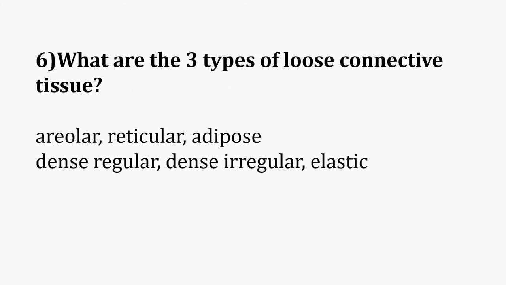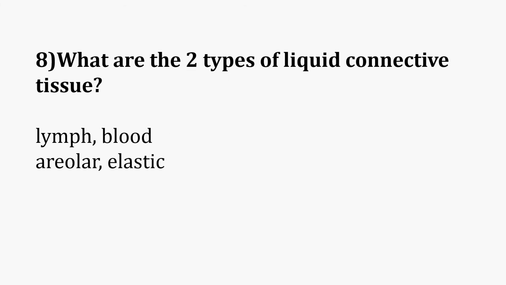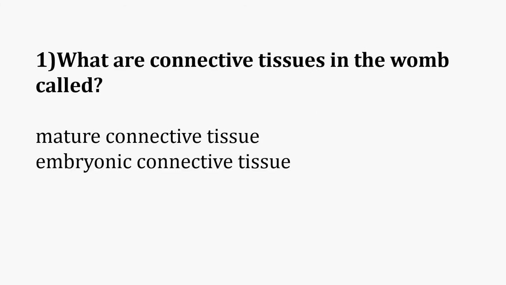Which connective tissue doesn't have blood vessels or nerves? Cartilage connective tissue. What are the 3 types of loose connective tissue? Areolar, reticular, and adipose. What are the 3 types of dense connective tissue? Dense regular, dense irregular, and elastic. What are the 2 types of liquid connective tissue? Lymph and blood.